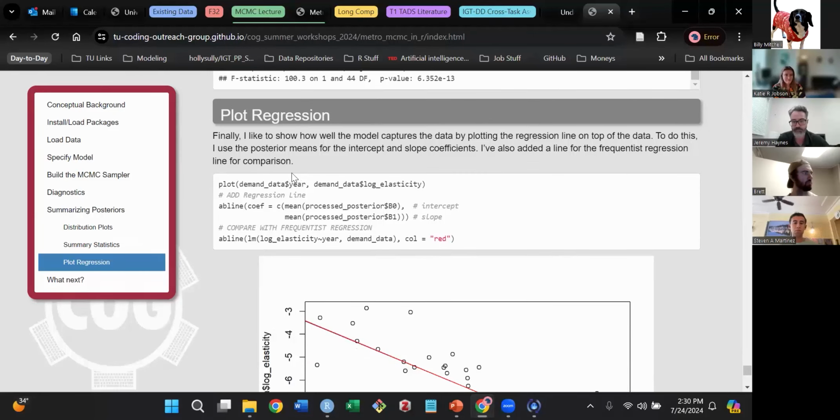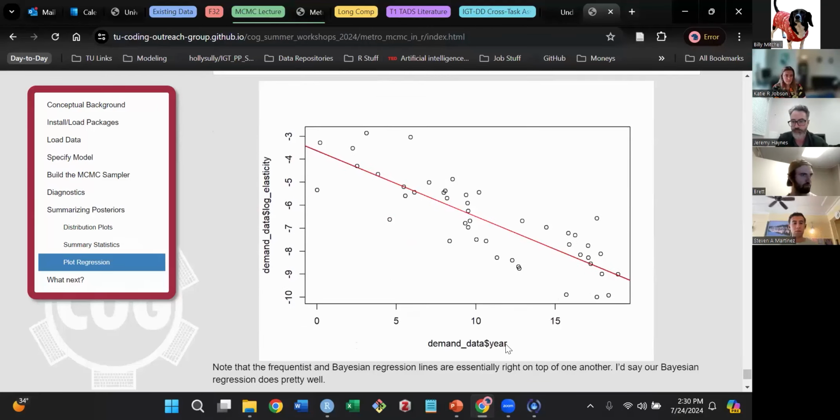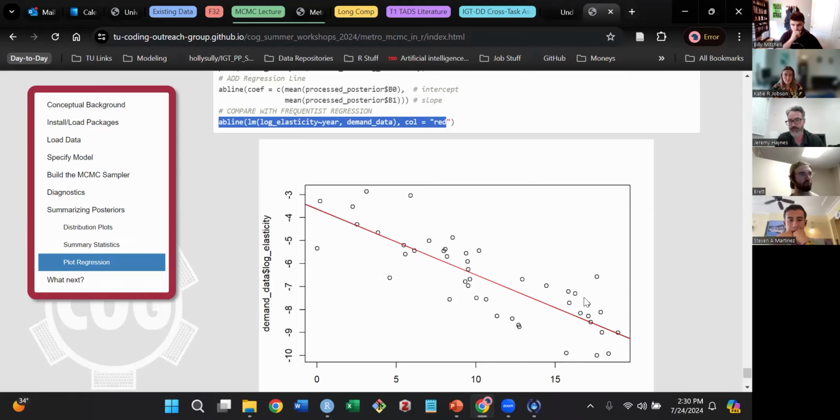So I like to plot predictive values. Here's our data. We have our log elasticities as a function of year. There is a black line, believe it or not, that shows our Bayesian regression line. I use that posterior mean for the intercept and slope to generate that line. And then I also compare it with a frequentist regression. You can't see that black Bayesian line because the frequentist red line is right on top of it. So our Bayesian regression does pretty good, I would say.